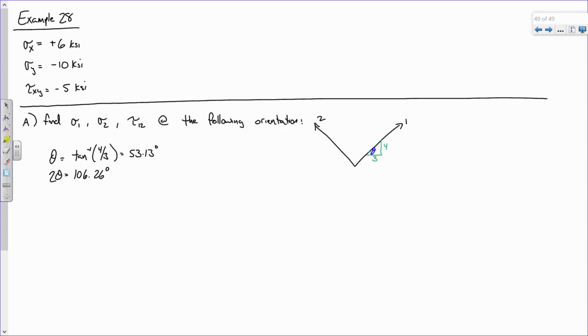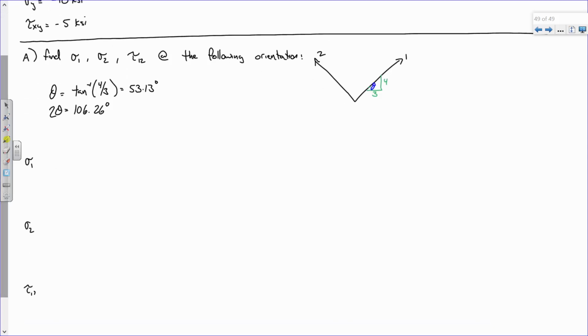So we need a sigma 1, a sigma 2, and a tau 1, 2. Now how do we compute these? Well, we go to the box. We take sigma x plus sigma y over 2 plus sigma x minus sigma y over 2, and then we multiply that times the cosine of 2 theta. So now you can see why I threw the 2 theta in there, because there's going to be a lot of those. And then plus tau xy sine of 2 theta.